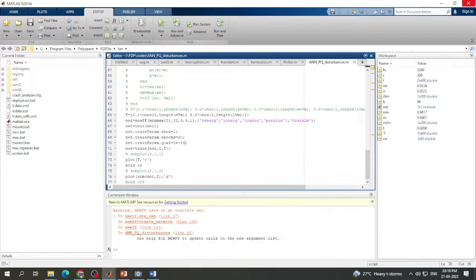So first decide your target; based on target and application you can select epoch and other parameters, right.